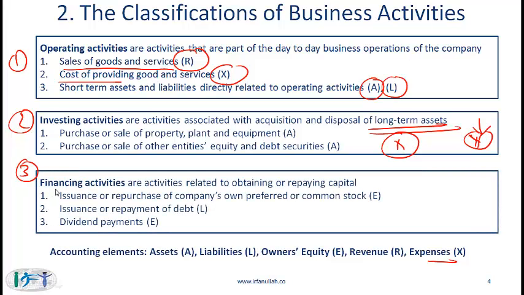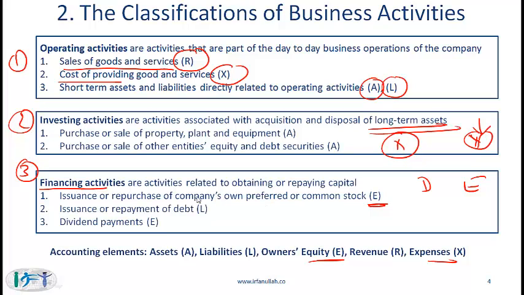The third category is financing activities. These are activities related to obtaining or repaying capital. There are two broad ways in which a company can finance itself, either through debt or equity. The issuance or repurchase of a company's own preferred or common stock would be an example of a financing activity, and the accounting element here is E for owner's equity.